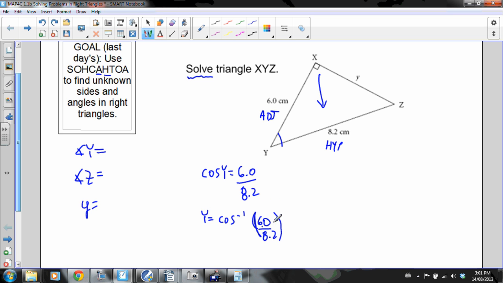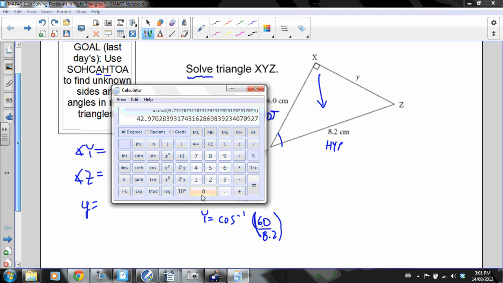It kind of depends on what type of calculator you have. If you have an older calculator like mine, you've got to do the inside thing first and then the trig stuff second. So let me show you what I mean. If I go 6.0 divided by 8.2 and press equals, like yesterday, we write that number down. And now I've got to do the inverse cos of that. Inverse cos, about 43 degrees.